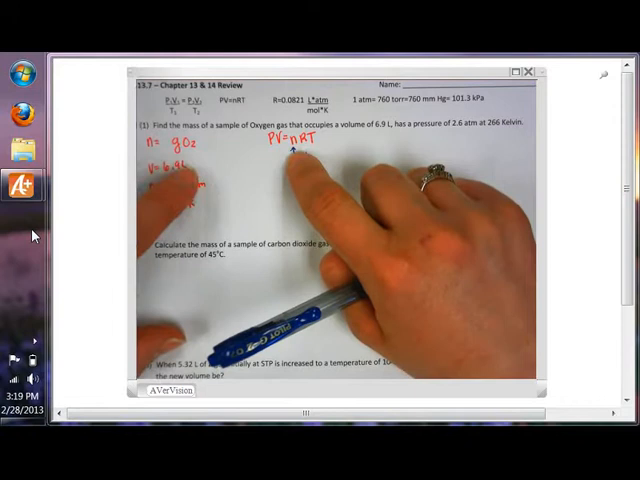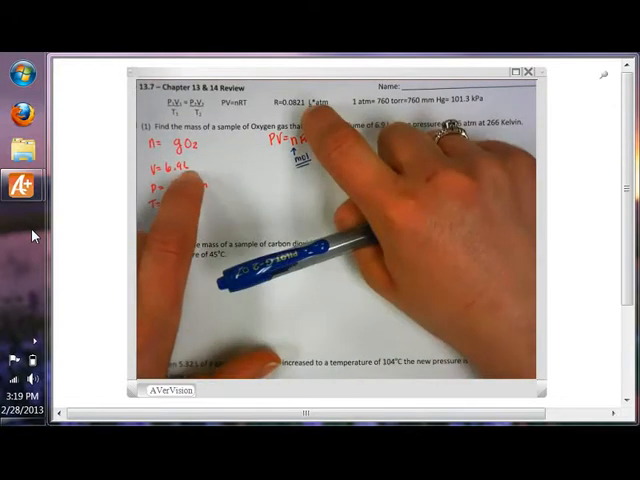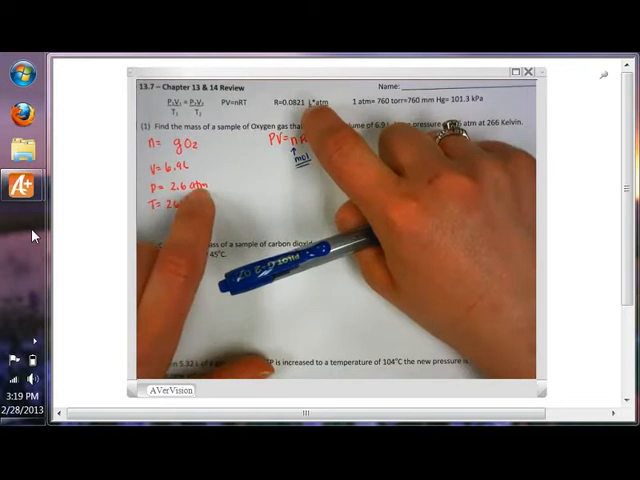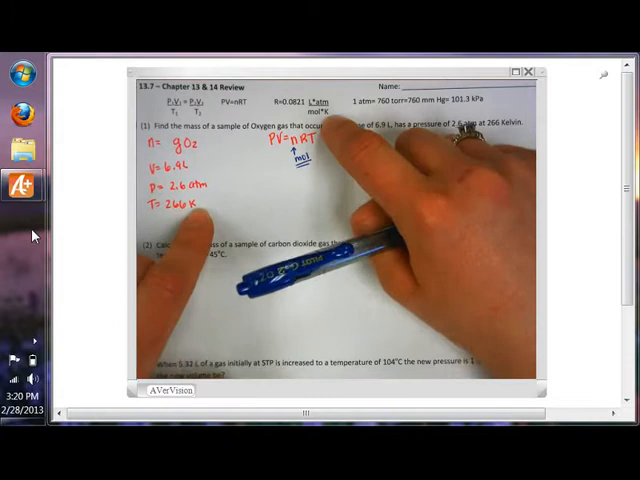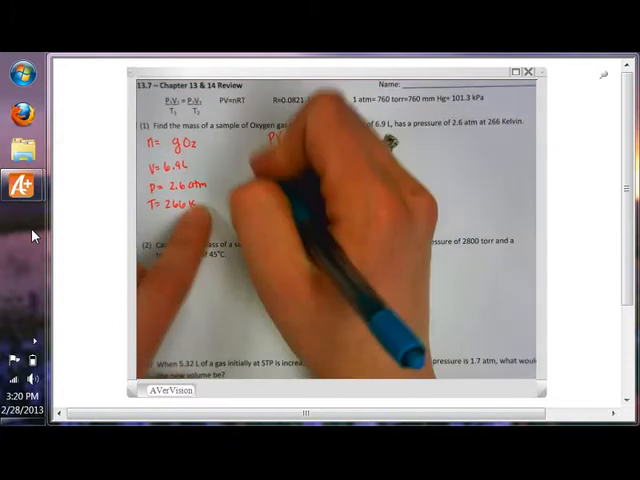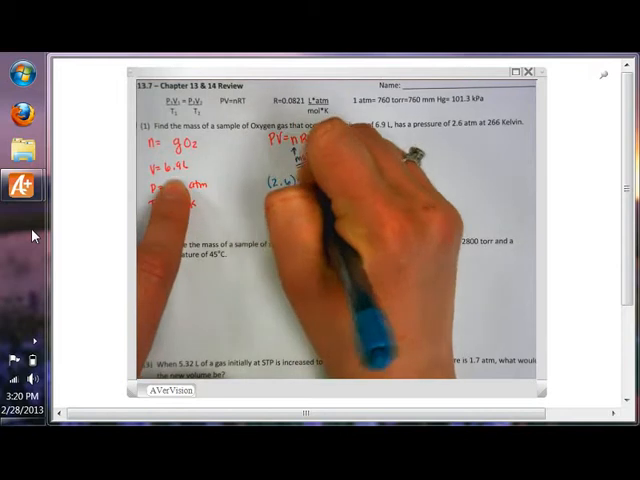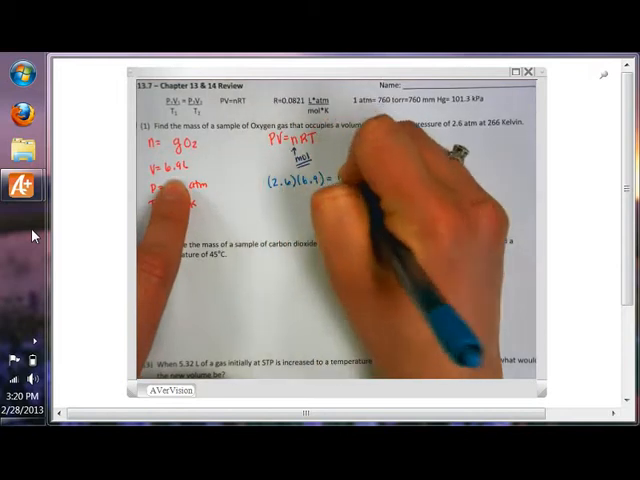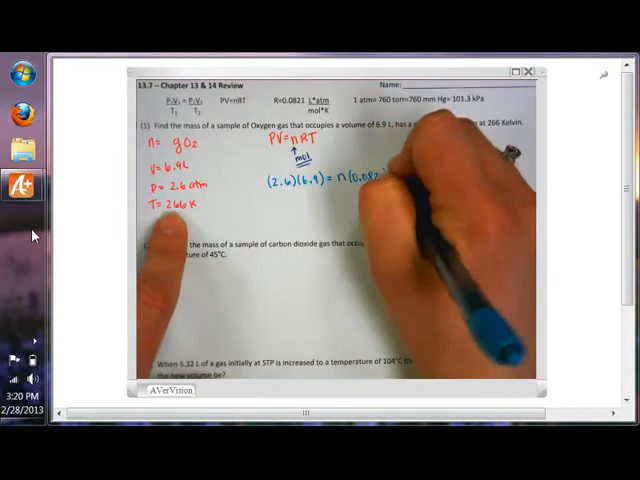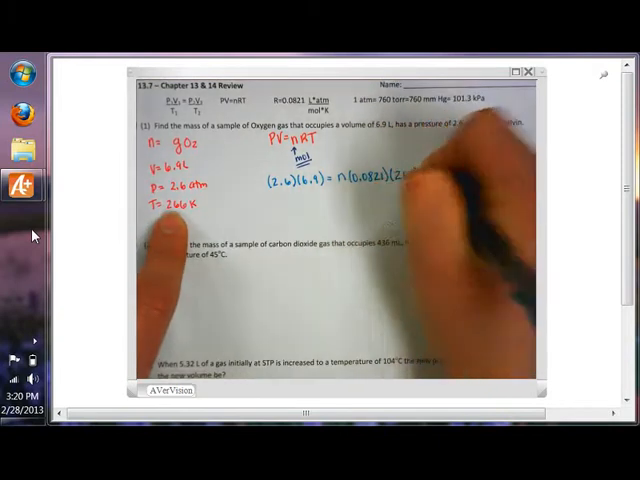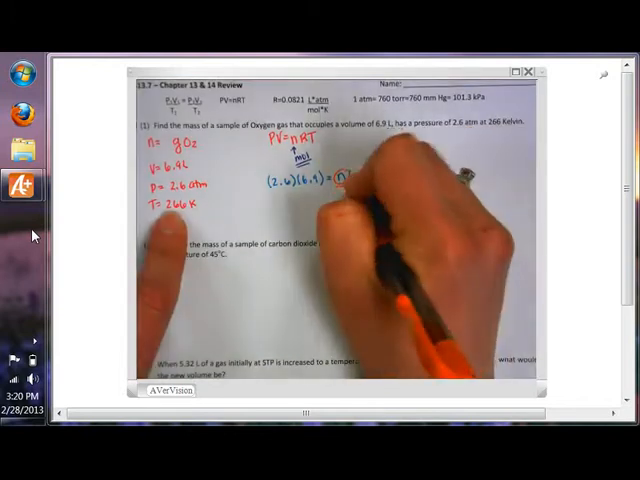So before I plug anything in, I'm going to check it against my R constant: liters, liters, atm, atm, Kelvin, Kelvin. So I'm good to plug everything in. I've got pressure, so 2.6 times 6.9 equals n. R is always 0.0821, and temperature is in Kelvin, which is 266. So I'm going to solve for n. I'm going to divide each side by 0.0821 and 266.